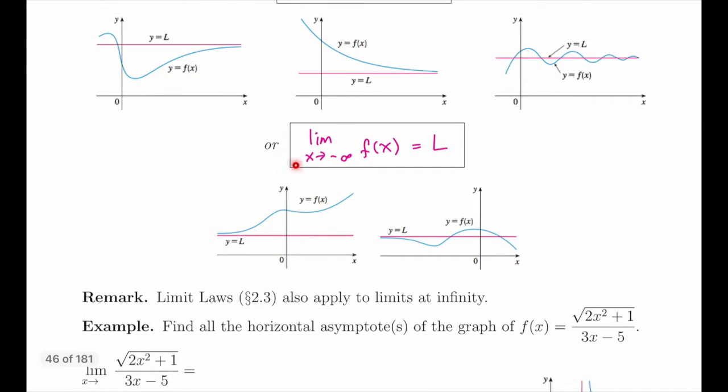Now, what this is saying is you're going towards the left forever along the curve. And as you're doing that, if your y value is going towards L, then that means there is a horizontal asymptote at L. And here are two examples of that. As you keep going towards the left, the y value is getting closer and closer to L in both cases.